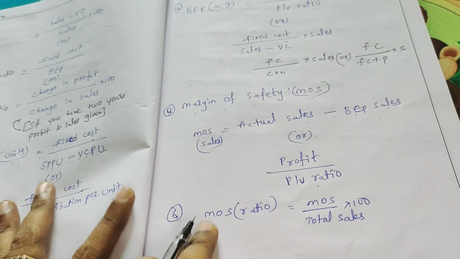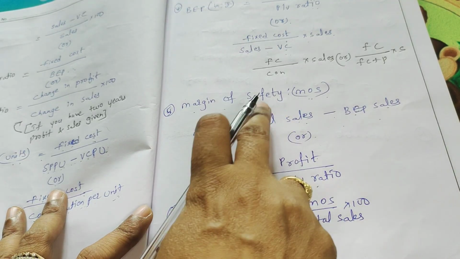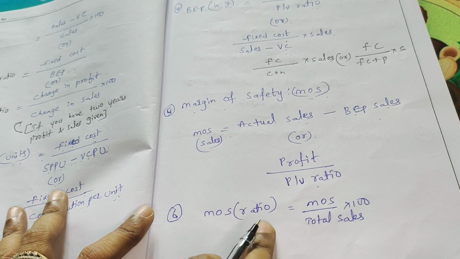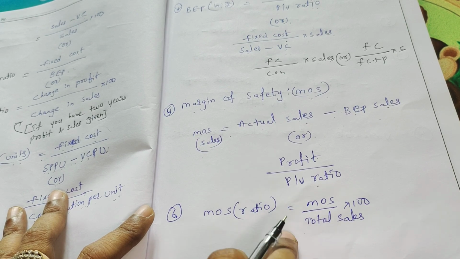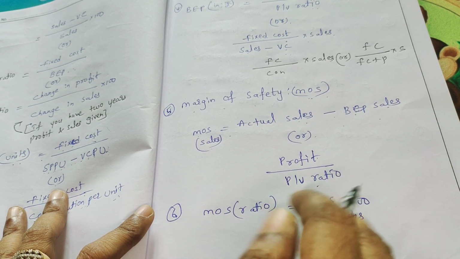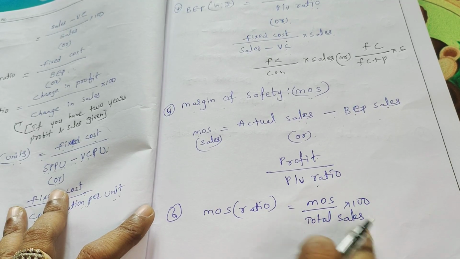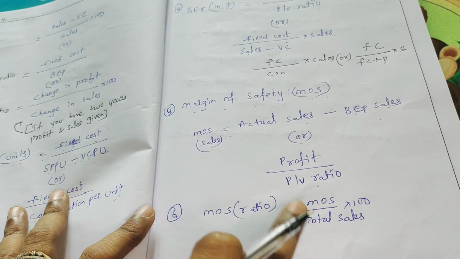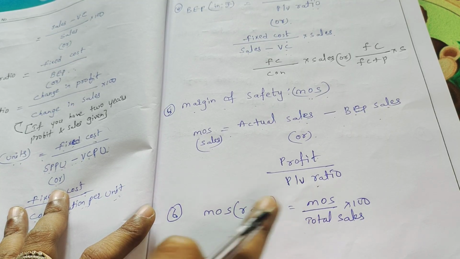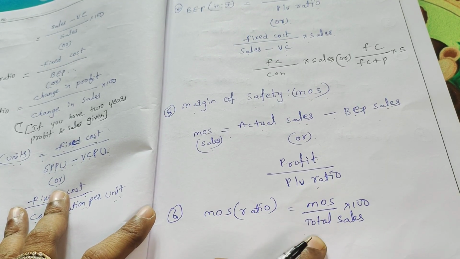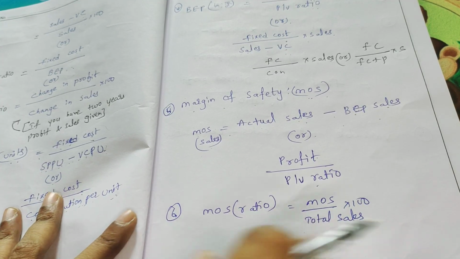And next, margin of safety ratio. Margin of safety ratio is different, because ratio means percentage. Here we are calculating the percentage using this formula: margin of safety divided by total sales into 100. If you know the margin of safety, that answer you need to apply here. So we'll get the margin of safety ratio, MOS divided by total sales into 100.